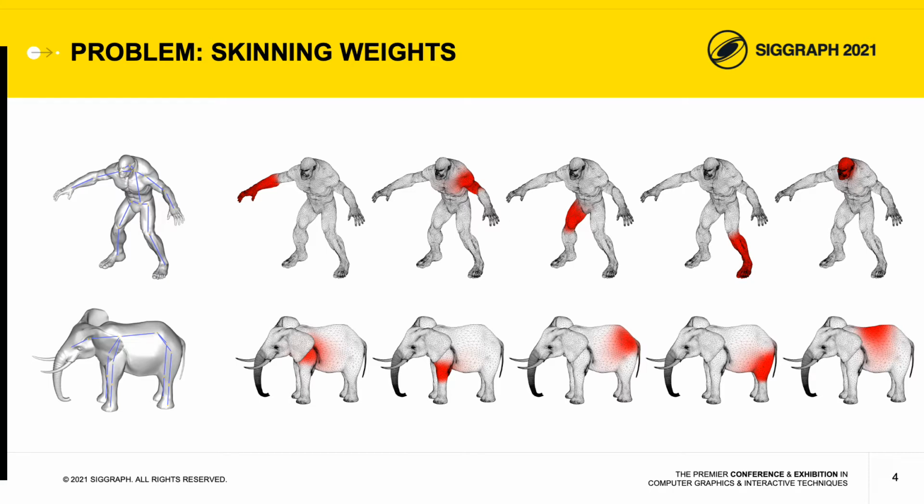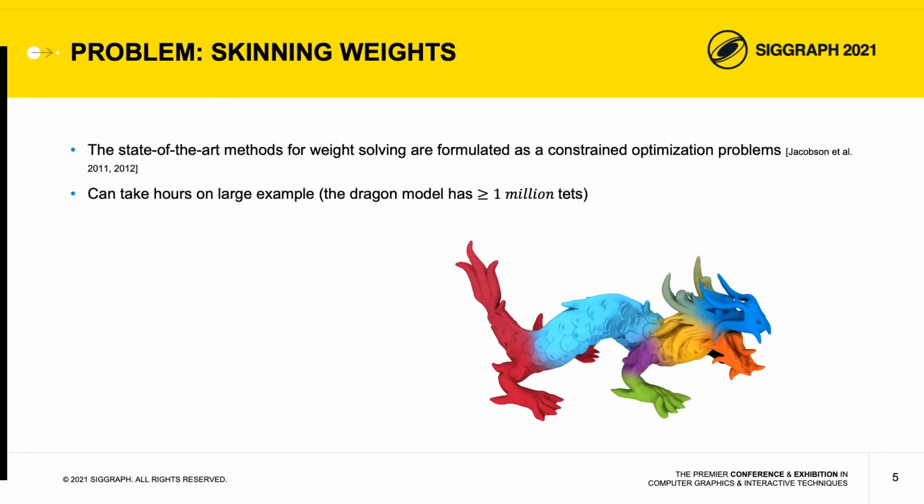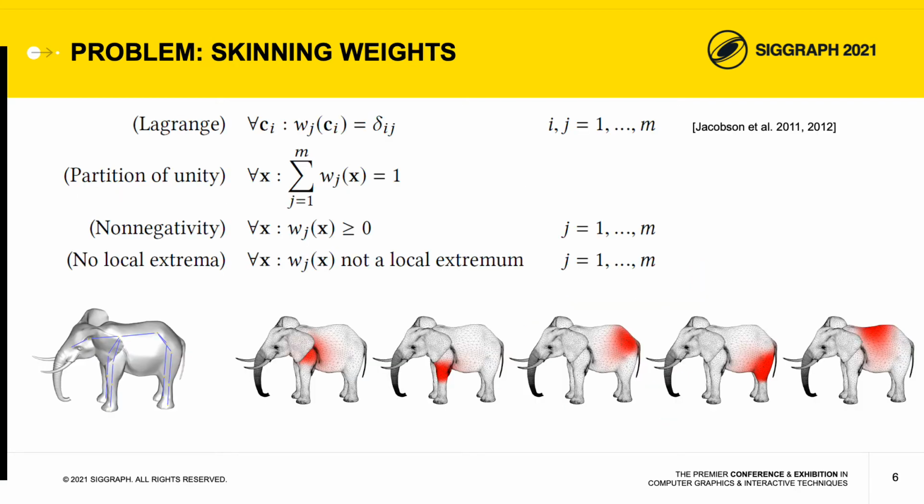Traditionally, skinning weights can be drawn by artists, which is a tedious process. For the automatic skinning weights, current state-of-the-art methods solve large-scale optimization problems. While these methods give high-quality weights, the optimization requires a substantial amount of computation. For example, this Asian dragon model has more than 1 million tetrahedra. Previous methods can take hours on this model. Our method, in contrast, takes less than a minute, with potential for further speedups. That's a brief overview of our method.